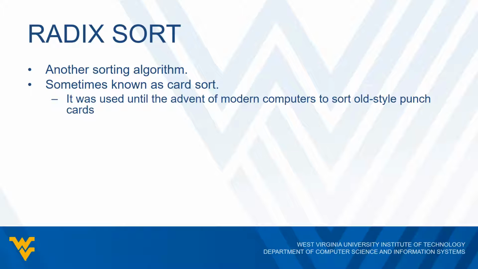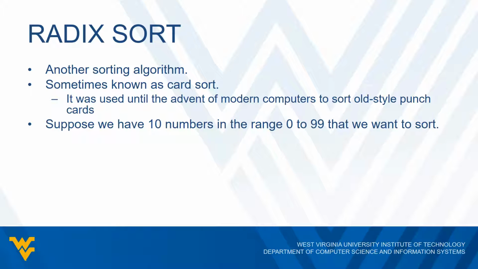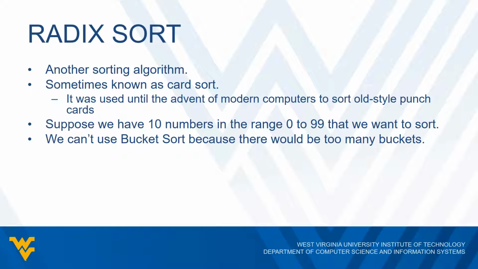So here's the idea. Let's say we had 10 numbers that we wanted to sort, and these numbers were in the range from 0 to 99. It really wasn't practical to use bucket sort in this case because we would have 100 buckets, but we only need to sort 10 items. So what we would do instead is we would actually use several passes of bucket sort.